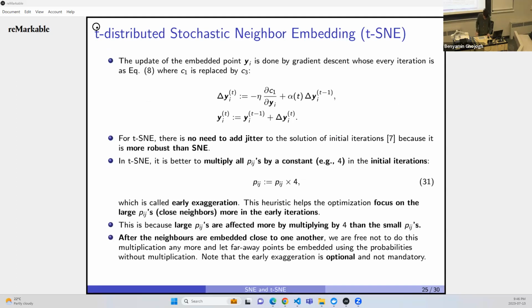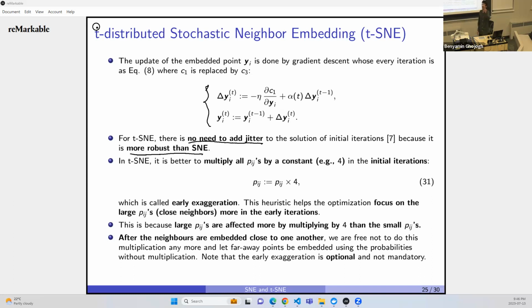The update of the embedded points: now we use, again, gradient descent with momentum. Here, interestingly, in t-SNE, we don't need to add jitter anymore to the initial iterations because they found that it is more robust than SNE. In t-SNE, it is better.